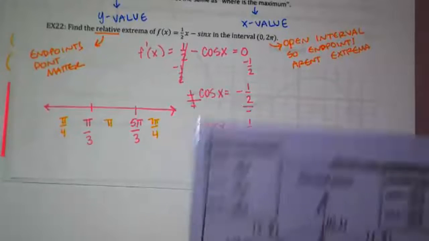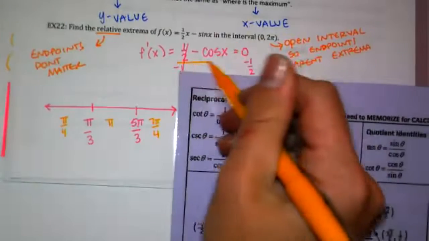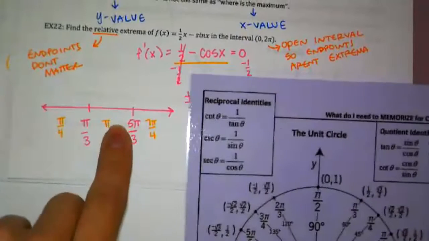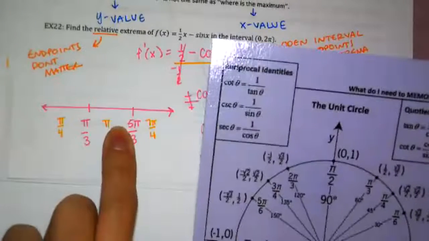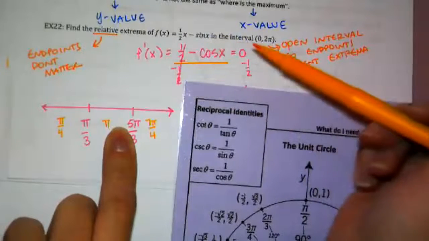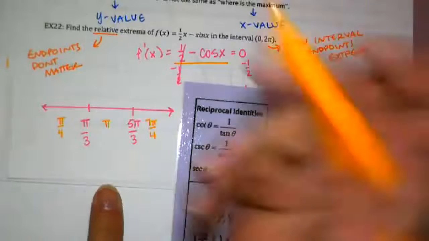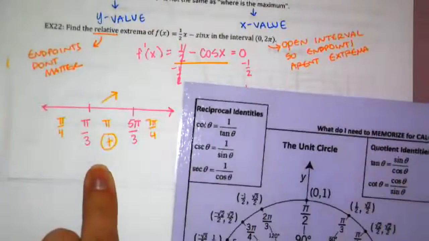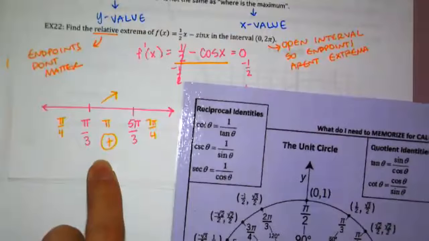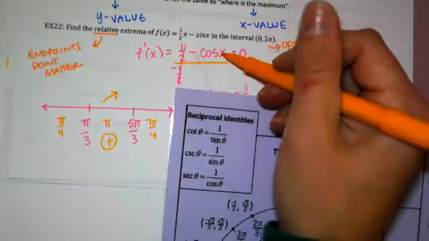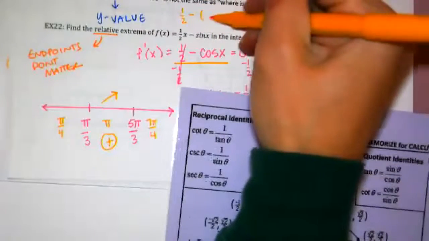Yeah. All right, so I'm going to come up here to my derivative, and I just need to figure out if we're positive or negative. So let's look at the pi. What is cosine of pi? Negative 1, right? 1/2 minus negative 1. Is that going to be a positive or a negative number? Double negative. Minus negative 1, positive. So positive. Does that make sense? So when you plug pi in here, you get 1/2 minus cosine of pi, which is negative 1.